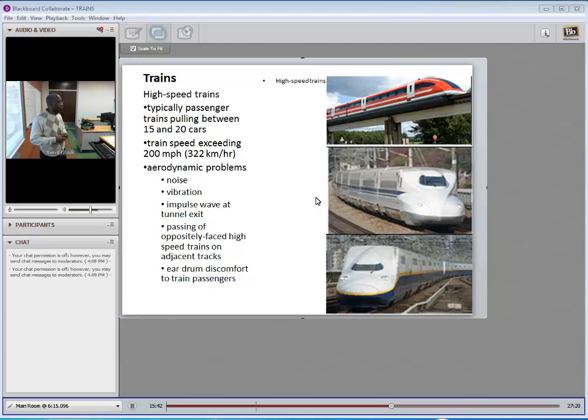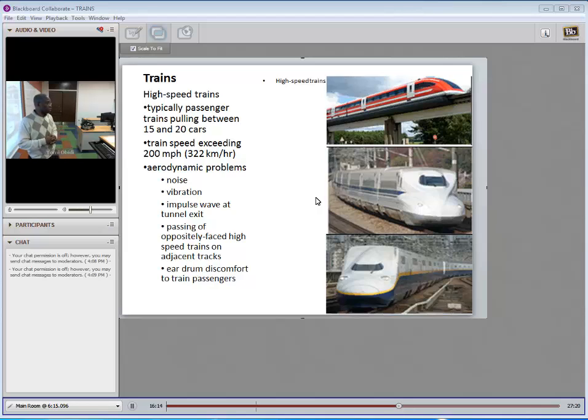Okay. Impulse wave at exit tunnel, because the walls of the tunnel serve as boundaries to the wave that's generated from the high speed. They reflect back on the subsequent cars behind the front car, and they are a source of concern. They add pressure to the train, and also increase the vibration thereof.